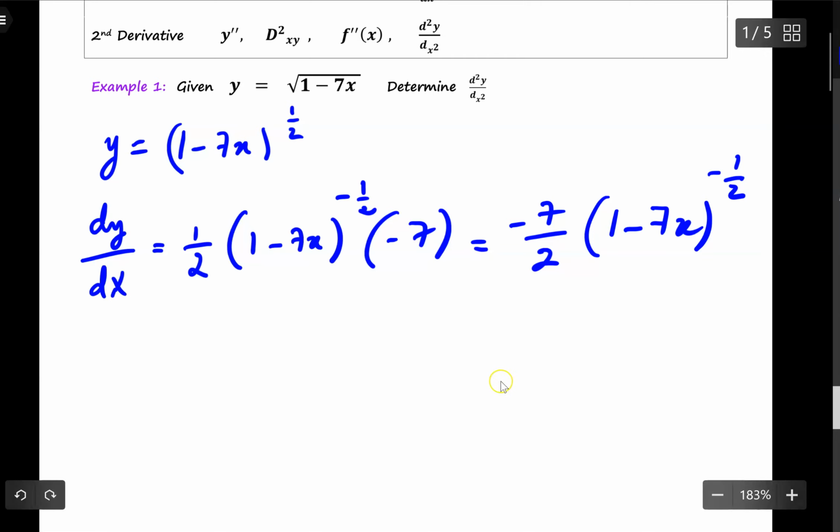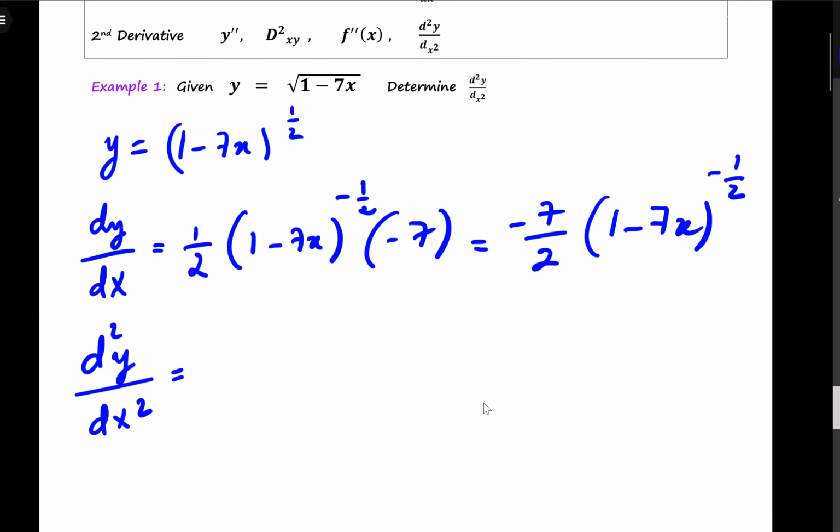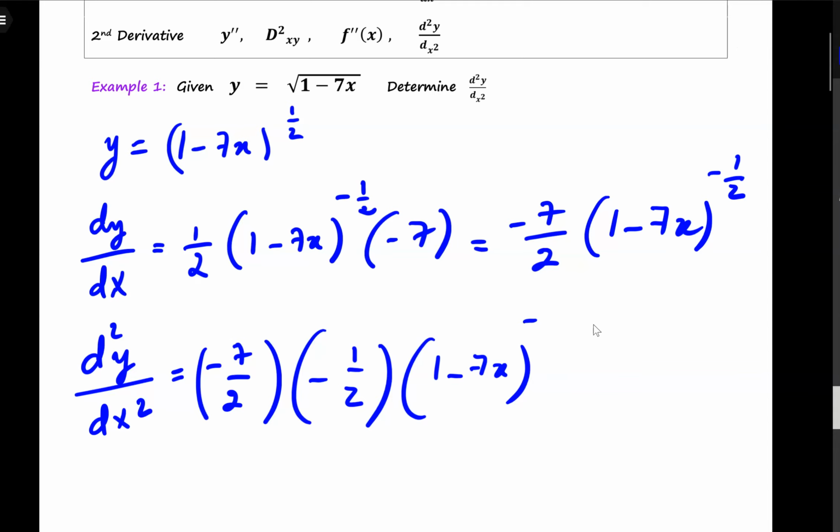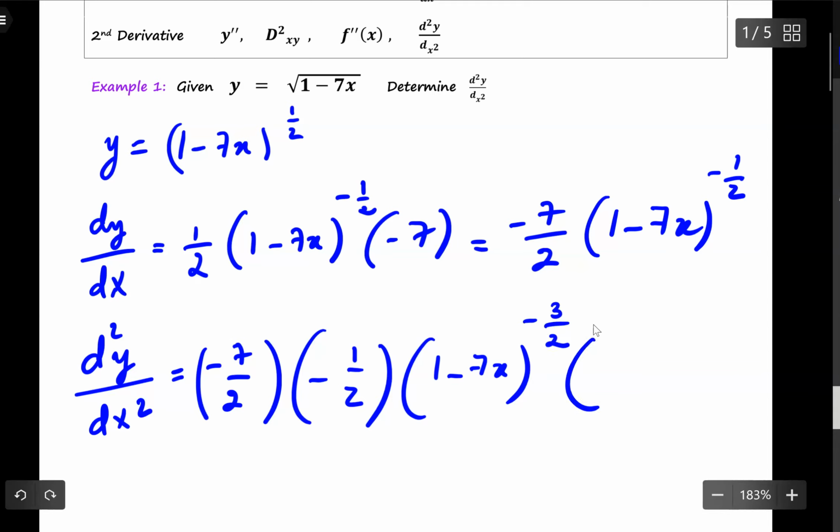After you get the first derivative, you find the second derivative by writing d squared y over dx squared. That means you can just continue to differentiate this function right here. So I will take negative 7 over 2, and I multiply that with negative a half. At the same time, I will take 1 away from this exponent, so this will be negative 3 over 2. I also have to multiply by the derivative of the inside of this bracket, applying the chain rule. So I should have a negative 7.